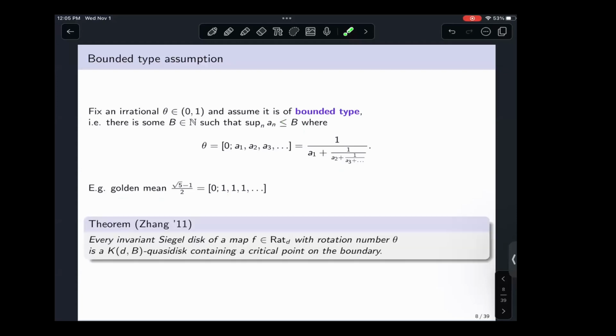And basically, the Bowler-Cup assumption will tell us something about the regularity of our rotation domain. So there's a general theorem by Kahn about 12 years ago that states that if I have an invariant Siegel disk of a rational map, this must be a quasi-disk. And not only that, it also contains a critical point on the boundary.